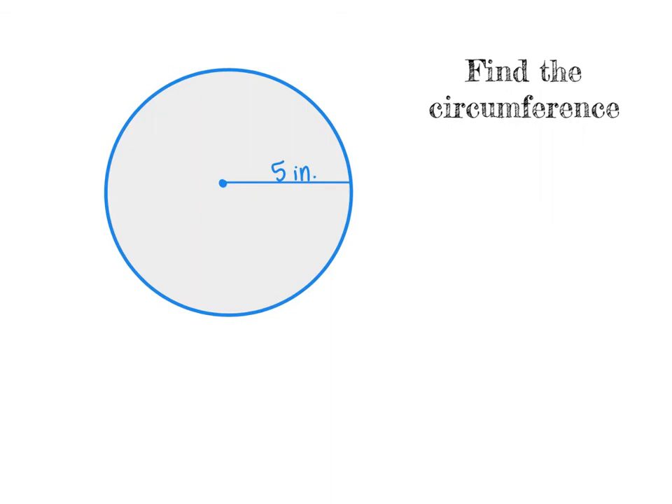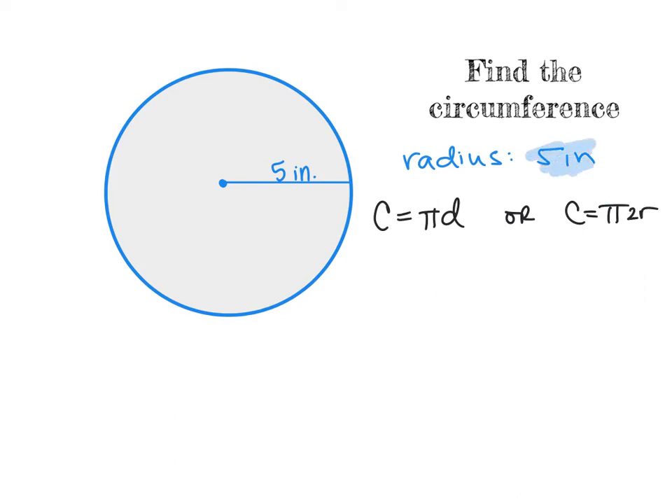This question asks us to find the circumference again. However, if we look at our circle, they didn't give us the diameter this time. They gave us the radius. They told us that the radius was 5 inches. So let's refresh our memory on the formula for circumference. Circumference is equal to pi times diameter, or circumference is equal to pi times 2 radii. Well, I know that the radius is 5 inches. So let's use the formula with radius, okay?